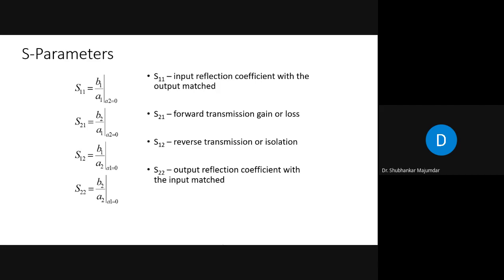So whenever we are saying that this is matched with some circuit's output, then we are telling that the output of that particular circuit is 50 ohm. So S11 is the input reflection coefficient, S21 is the forward transmission gain, S12 is the reverse transmission or the isolation. For a switch we see the isolation, and then S22 is the output reflection coefficient with the input match circuit.